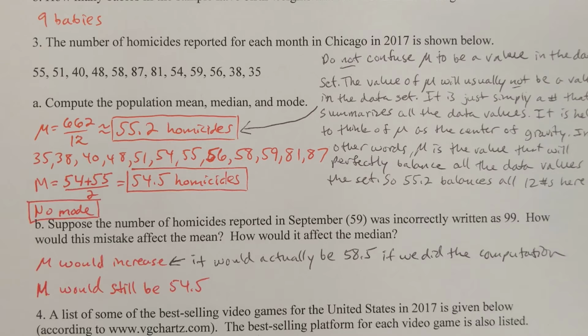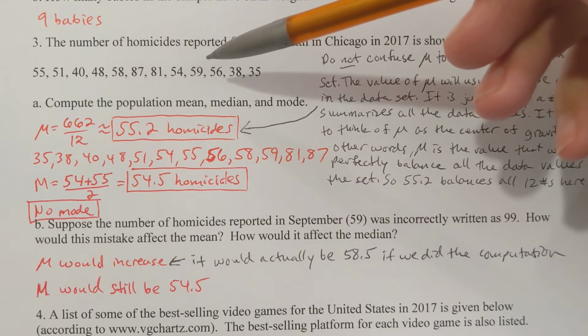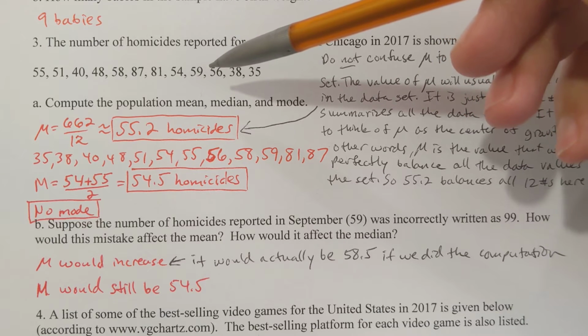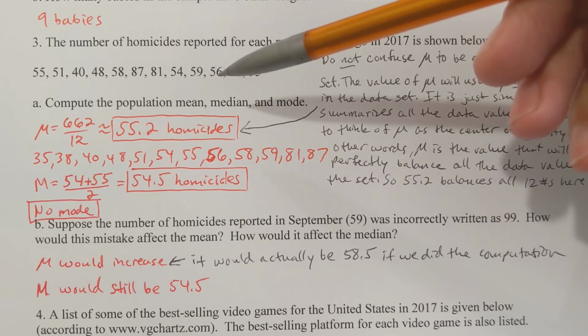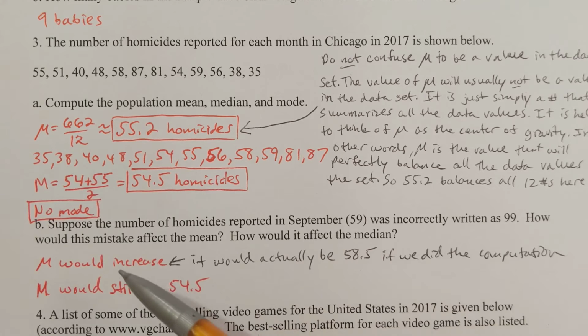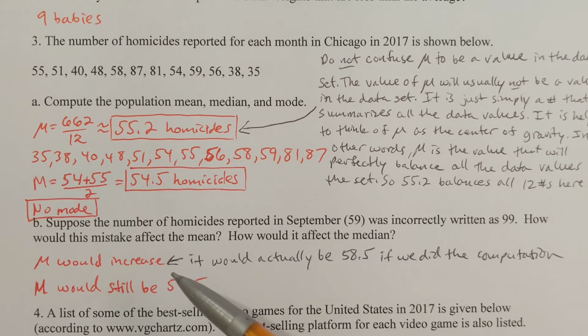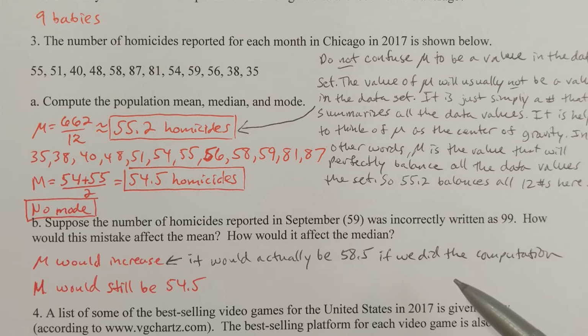Part B, suppose the number of homicides reported in September, which is 59, was incorrectly written as 99. How would this mistake affect the mean? How would it affect the median? Okay, well, mu would increase. The mean would increase. It would actually be 58.5 if you did the computation there.